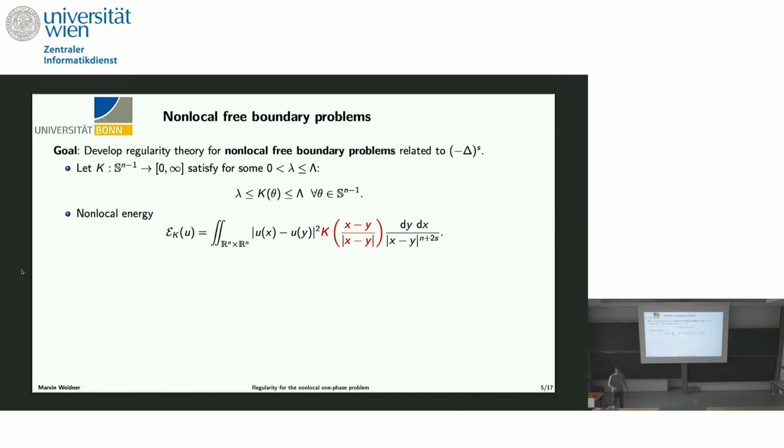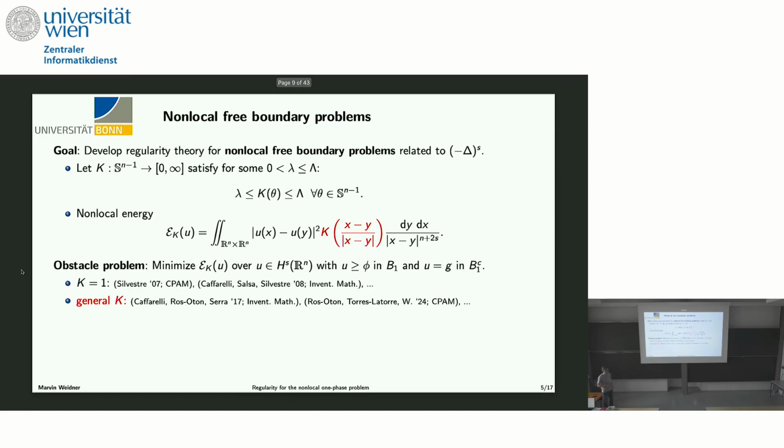This is a non-local operator modeled upon the fractional Laplacian. Now you get free boundary problems, of course, in analogy to the local case, if you put a constraint to this minimization, if you add some further terms. So the obstacle problem, you would get it if you minimize this non-local energy over all functions in H^s that lie above a certain obstacle. It's a very natural way, in complete analogy to the local case, how you could define a non-local obstacle problem.